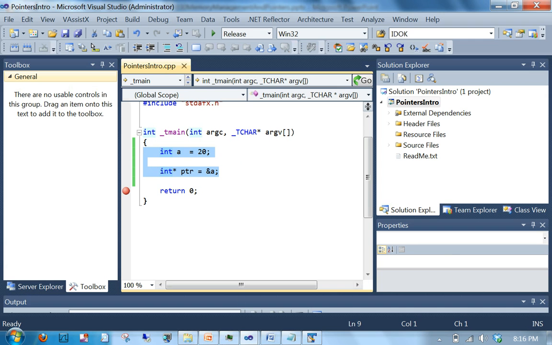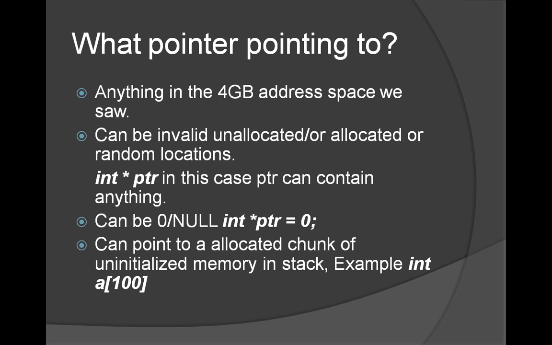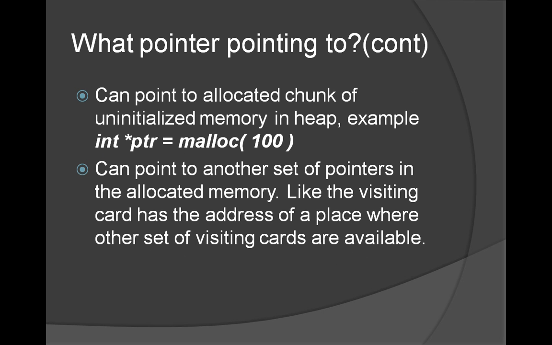So now let's go back to our presentation. Now what is the pointer pointing to? It can be anything in the 4GB address space we have seen. For example, a pointer allocated on the stack, say an array of 100, contains practically junk values if not initialized. In the best case, the pointer points to a valid allocated chunk of memory. In that case, it is int *ptr, for example malloc(100). It's again pointing to an array of 100 allocated bytes.